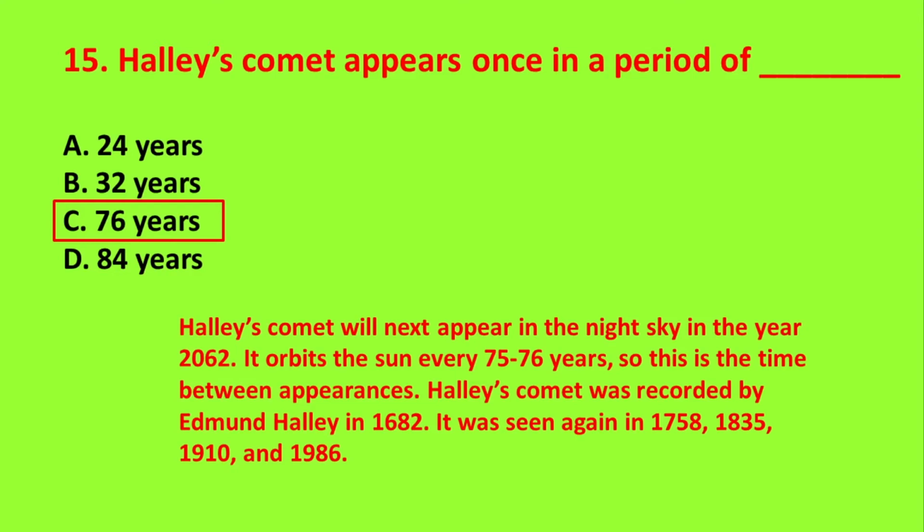It orbits the Sun every 76 years. So this is the time between appearances. Halley's Comet was recorded by Edmund Halley in 1682. It was seen again in 1758, 1835, 1910 and 1986.